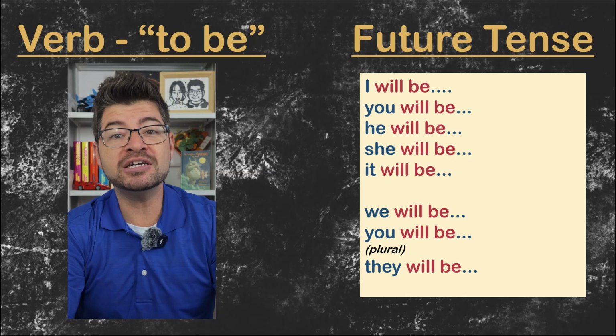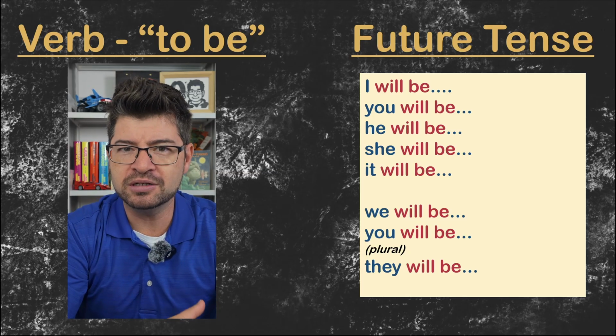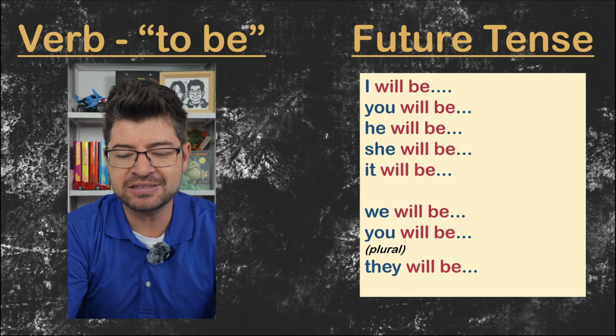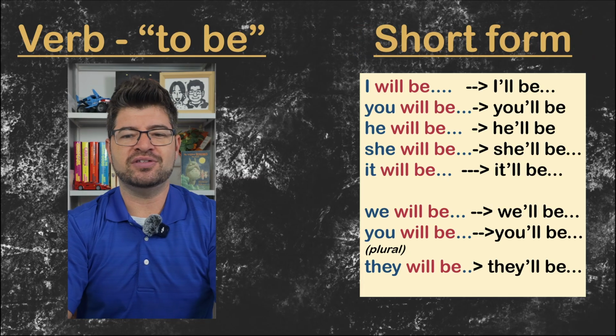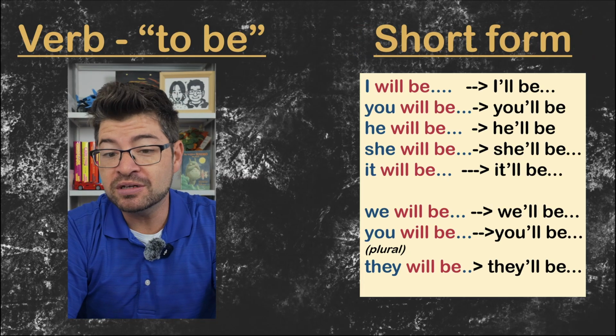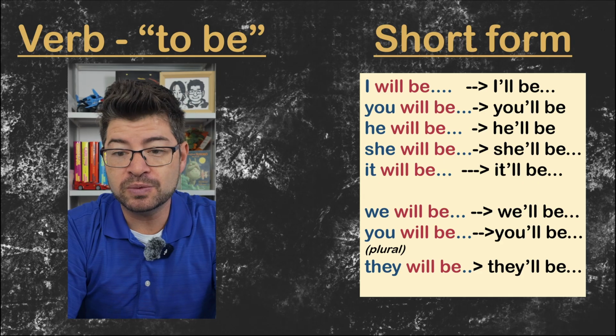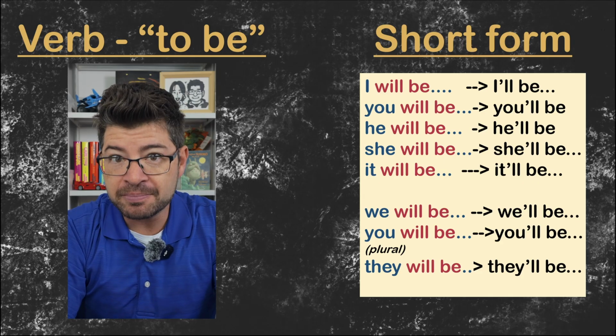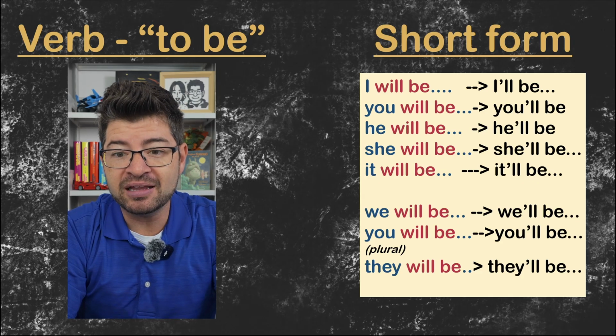So, when you're talking about the future, you can add will be. Easy one, right? Yeah, thank goodness for that. You can also shorten these up with I will, you will, he will. You just add an apostrophe and keep the LL.